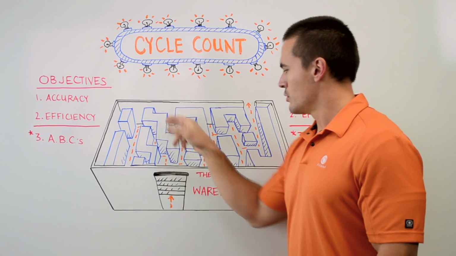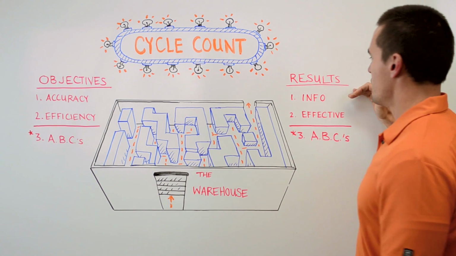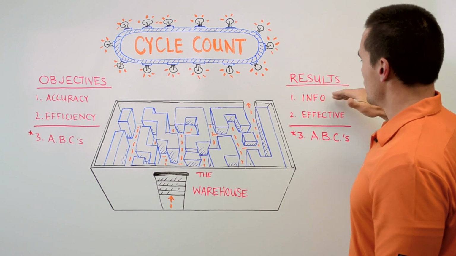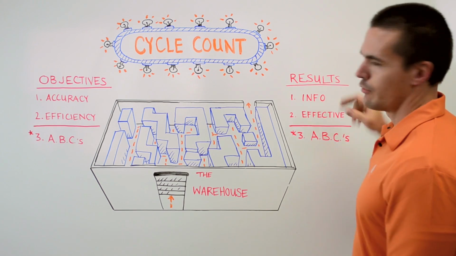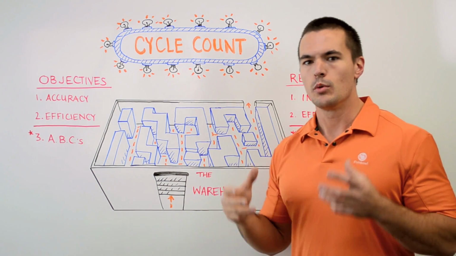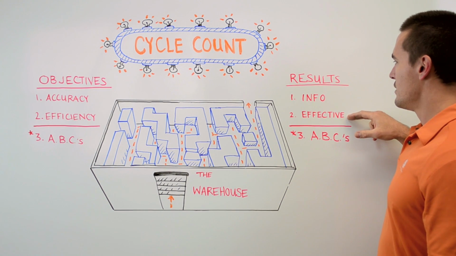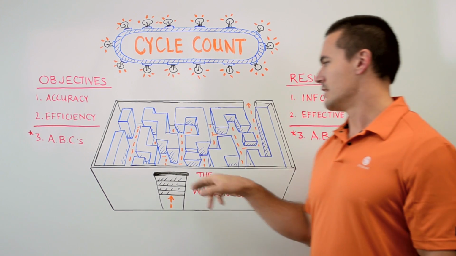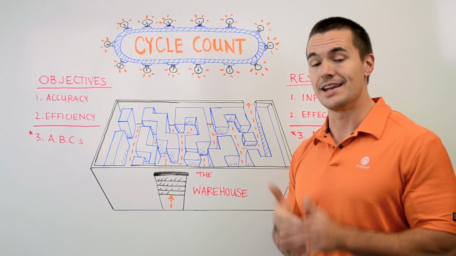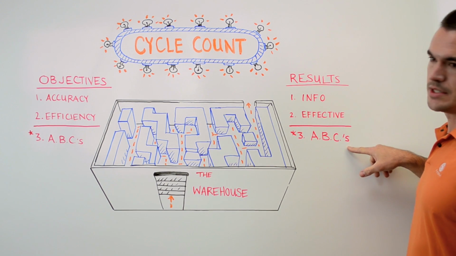Now, as you're going through and counting and making sure that you're at accurate levels, part of our results should be, and obviously this is kind of the same thing here, the results should be accurate information. You can't make good business decisions without proper information, without accurate information. And the results should also be effective in telling you that yes, you're on point with how much material you have on hand, that it's accurate, and ideally that you've established your ABCs.